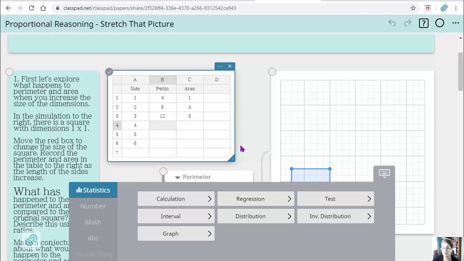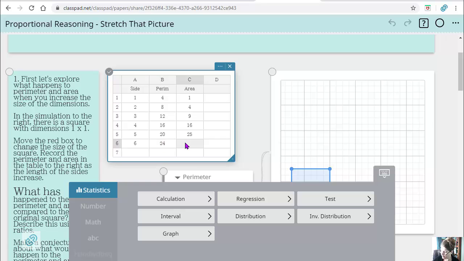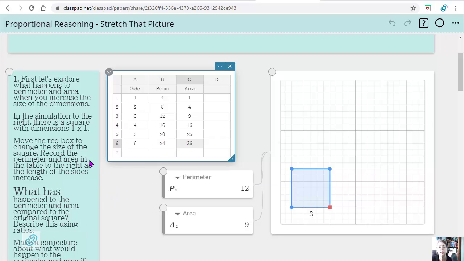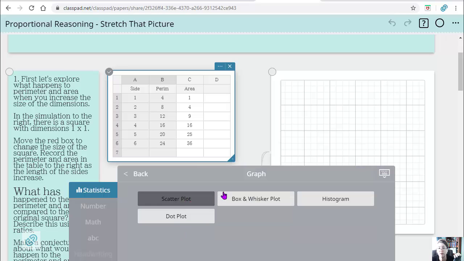So then we have 16, and this is always interesting for students to see. And 5 is 20 and 25. And then 6 is 24 and 36. And then you could, it's not necessarily part of the activity, but you could graph this so that they can see how the growth is impacted or what it looks like. So a scatter plot's a really nice visual of this.